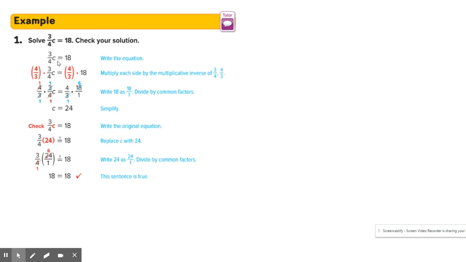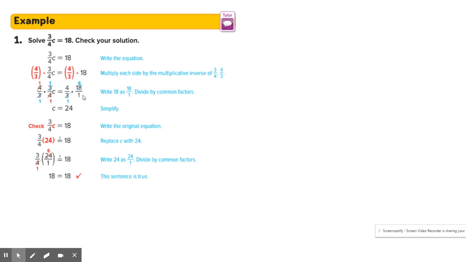If I write the equation 3/4 c equals 18, I'd multiply each side by the reciprocal, the multiplicative inverse. Same thing. The reciprocal of 3/4 is 4/3. I do that so that on the left side, 4/3 times 3/4 is 1, and I get my c. But I also have to do that to the right side.